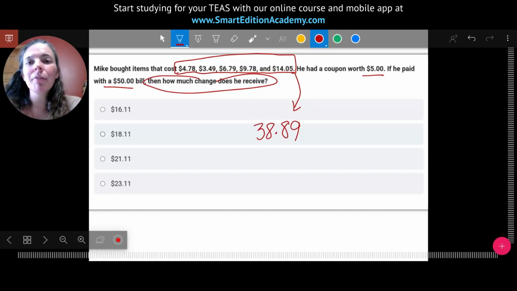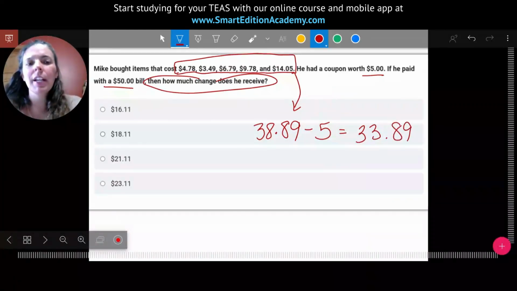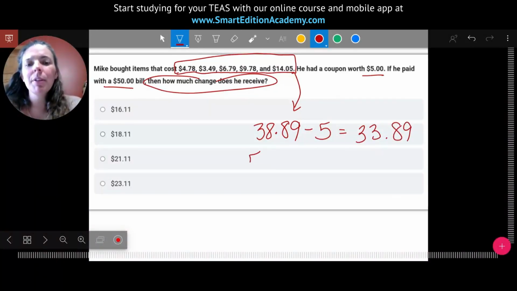He had a coupon worth $5. So think about it. If you have a coupon, you're taking money off. So we get to subtract the $5. So he only owes $33.89. So he paid with a $50 bill. How much change does he receive? Well, 50 minus $33.89 would give me change of $16.11.